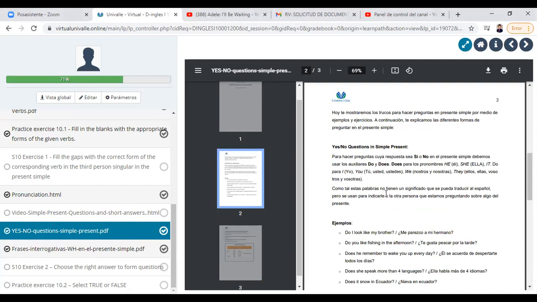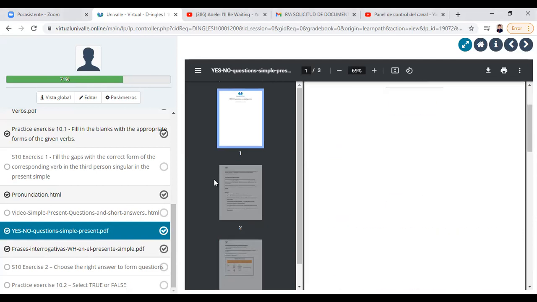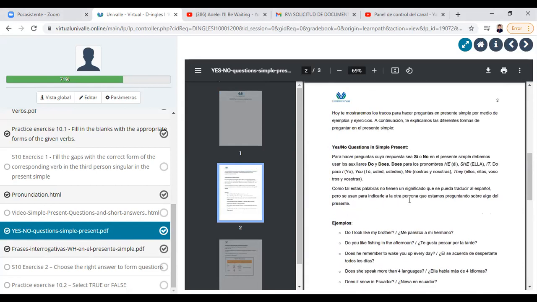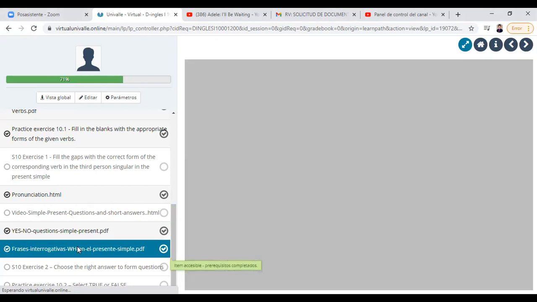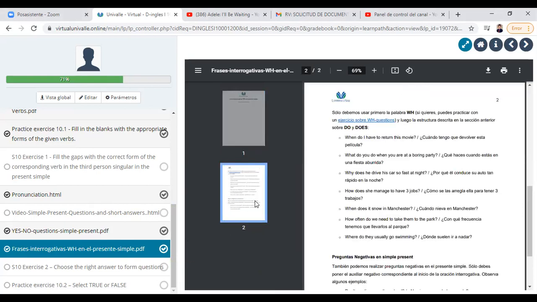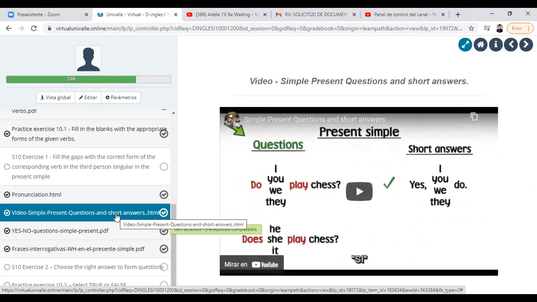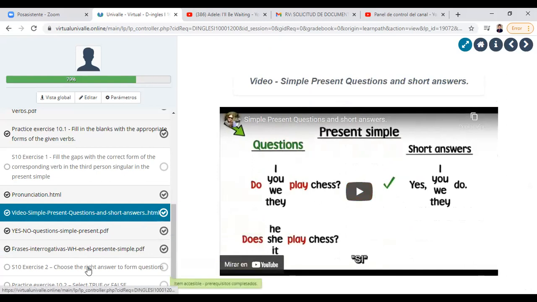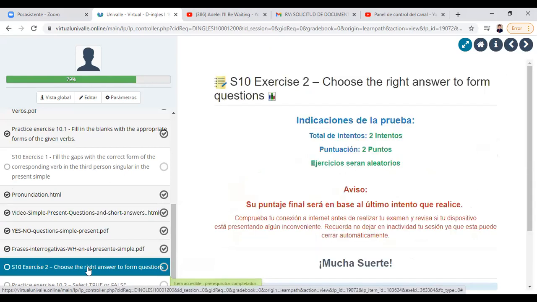Okay. And here we have our grammar explanation for you to take a look at, okay? It's a very important grammar explanation. And here at the end, we're going to have interrogative phrases using WH, and these are a little bit more open questions because we have to detail our answers. And here we have some WH question words such as when, what, why, how, where, who, and so on. Also, you're going to have a video tutorial for you to have a better idea of how to form interrogative statements using do, does, or using WH question words.